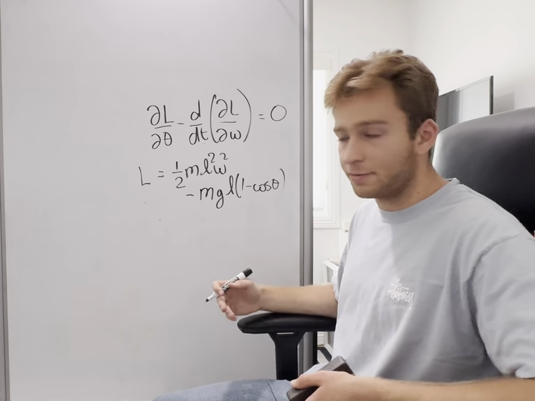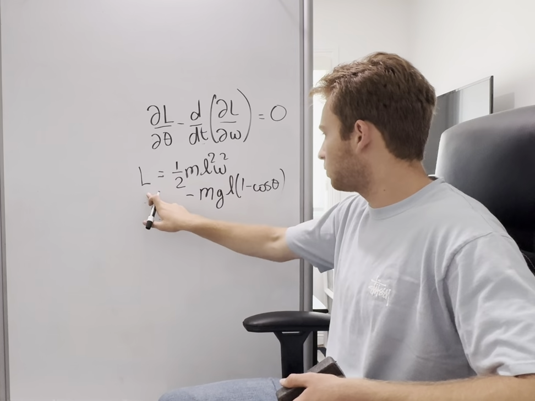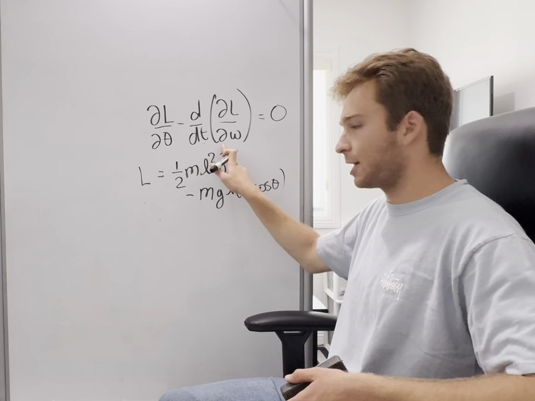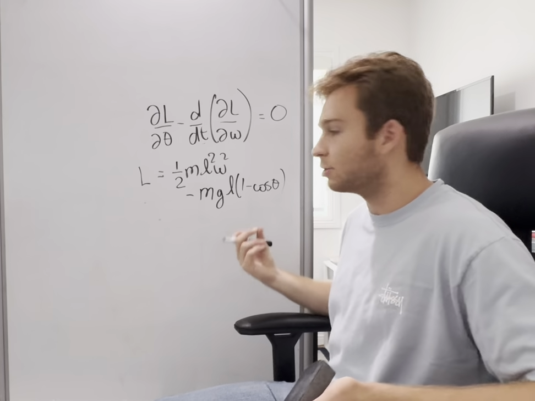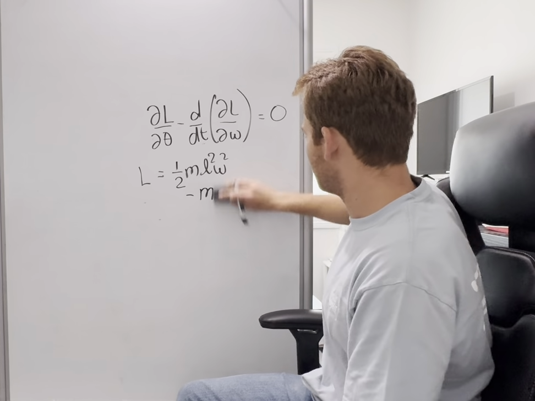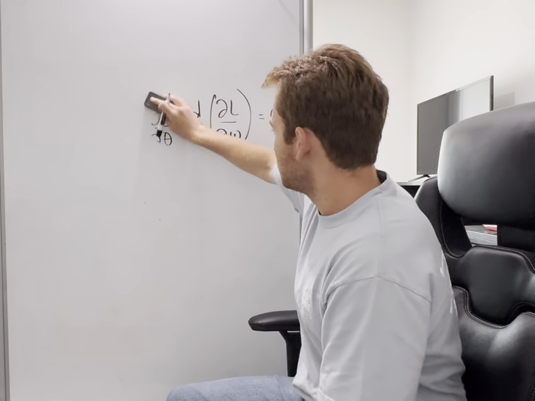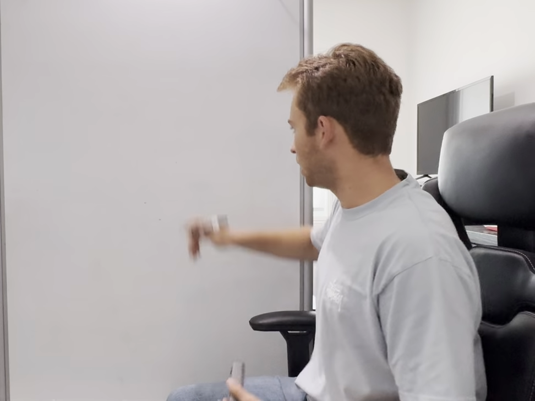And so how do I find the equations of motion using this equation right here? I plug in L to these derivatives, I compute them, and then whatever's left of this equation after I do that is the equation of motion. So the first thing I'm going to do is compute dL by d theta.